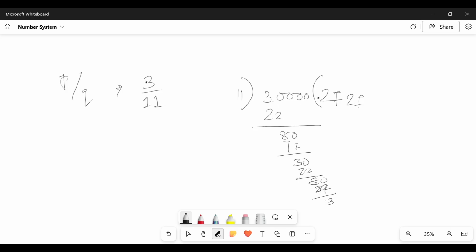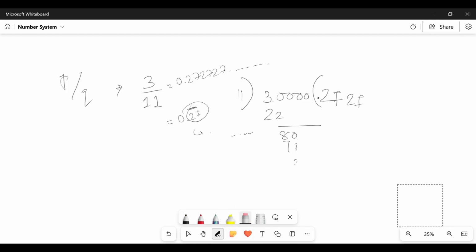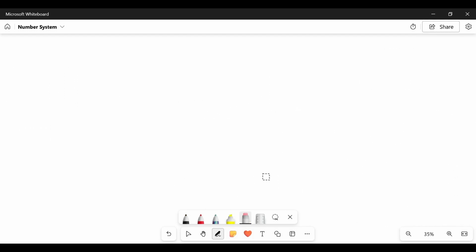So what happens is if we divide 3 by 11, what we end up getting is 0.272727 to eternity. The best way to write this down is 0.27 bar, which means the 27 is something that would keep on repeating as a sequence after the decimal. So let's take one more example and we'll conclude this specific section of conversion of rational numbers to decimal numbers.